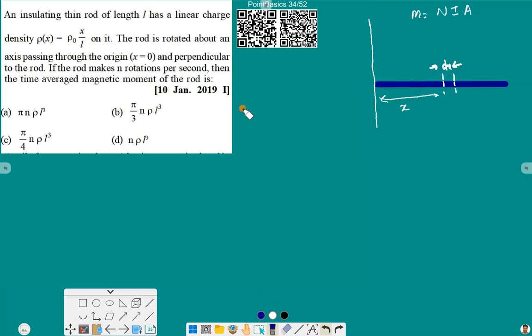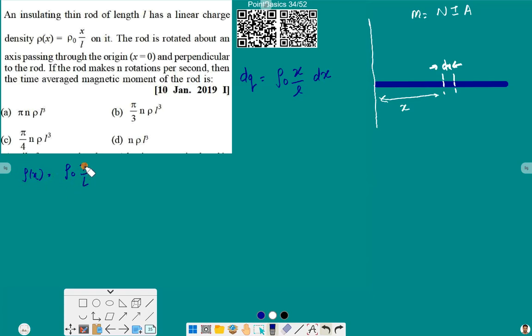In this, first we have been given linear charge density, so we can say dq, or the charge on this small element dx, will be rho node into x by L into dx. That will be the amount of charge on this small element. As this is linear charge density, it is charge by length. We can write this rho x. This is given to be rho node x by L.